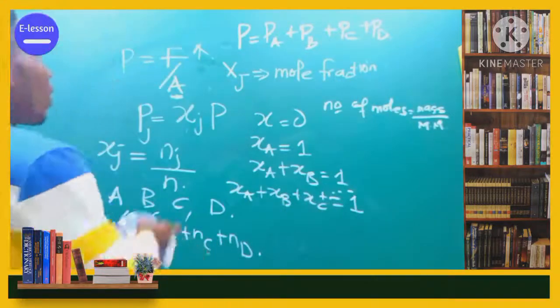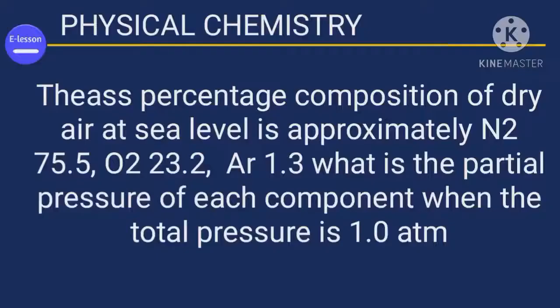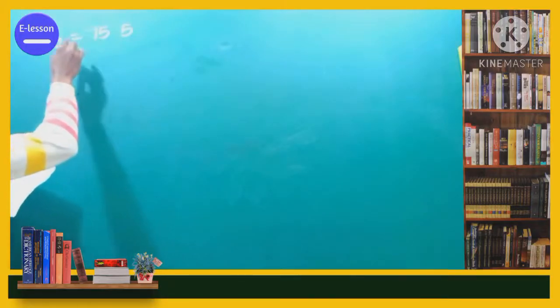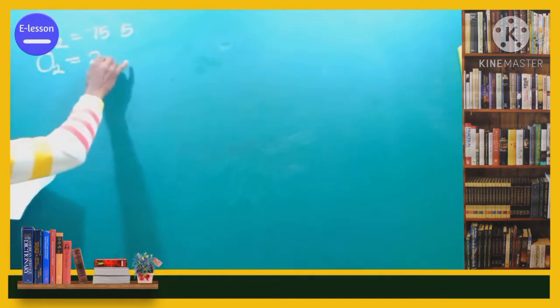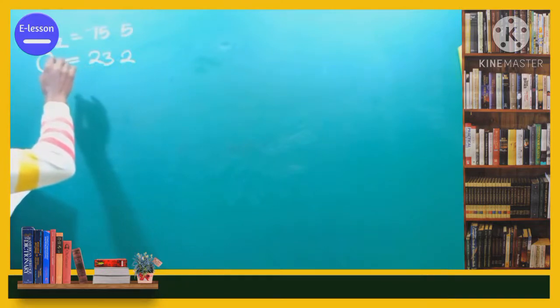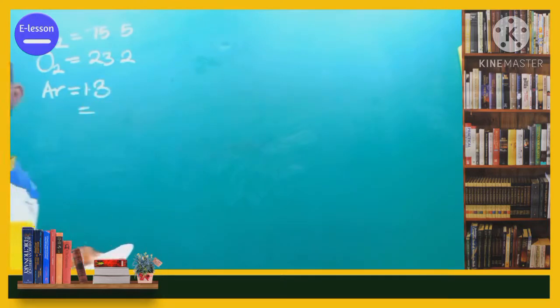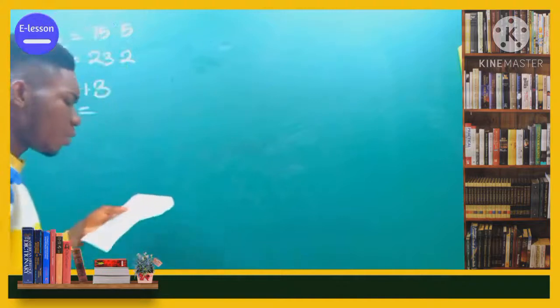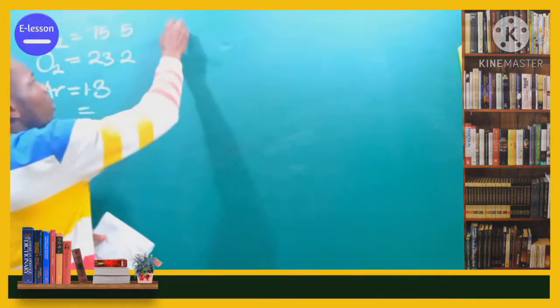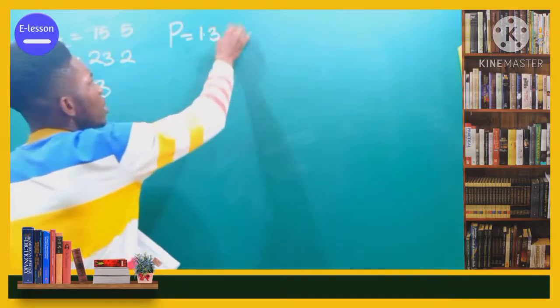So let's take a calculation question under this particular topic. Now we have a question here. The question says, the mass percent composition of dry air at sea level is approximately nitrogen, N2, 75.5, oxygen 23.2, and argon close to 1.3. And now you are asked to find the partial pressure of each of the components when the total pressure is 1.0 atm. So total pressure P is equal to 1.0 atm.